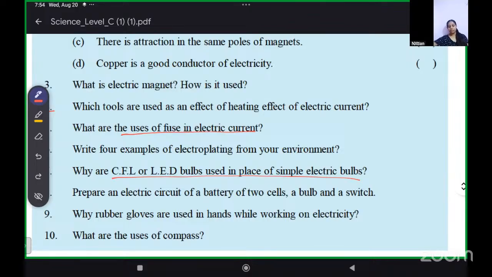Why are rubber gloves used in hands while working on electricity? Yes, Emma. Why are rubber gloves used in hands while working on electricity?